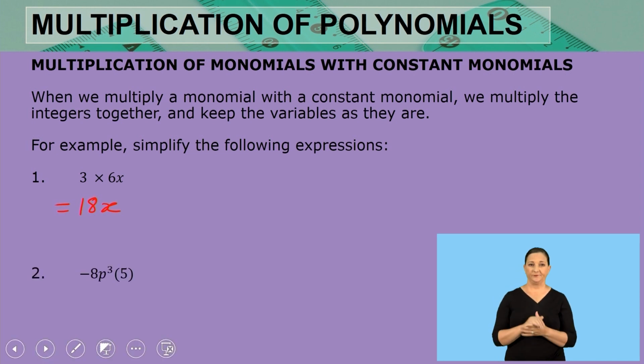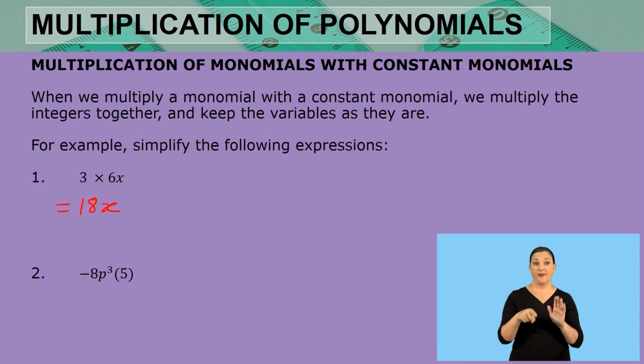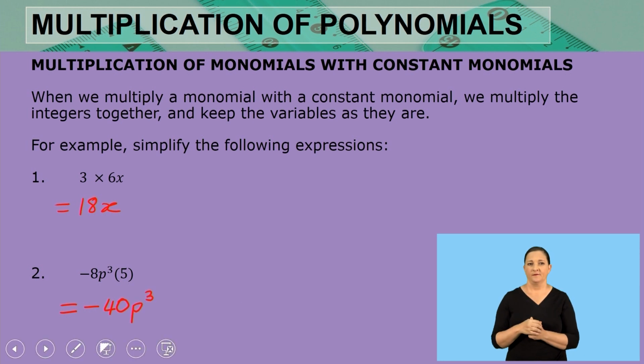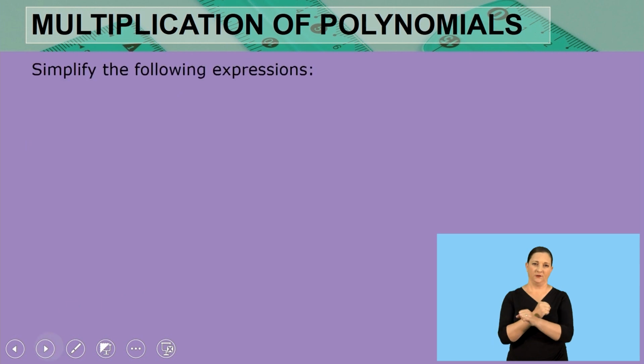Let's look at a second one. I have the negative 8p cubed multiplied by 5. So again, what are we going to do? We are going to multiply our integers. So that is a negative 8 multiplied by 5. That gives me a negative 40. And as for the variable, we are going to leave it as it is. This is when we are multiplying a monomial with a constant monomial. Let's look at more examples.